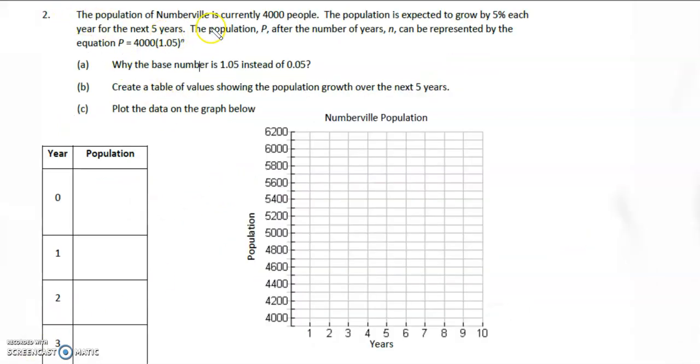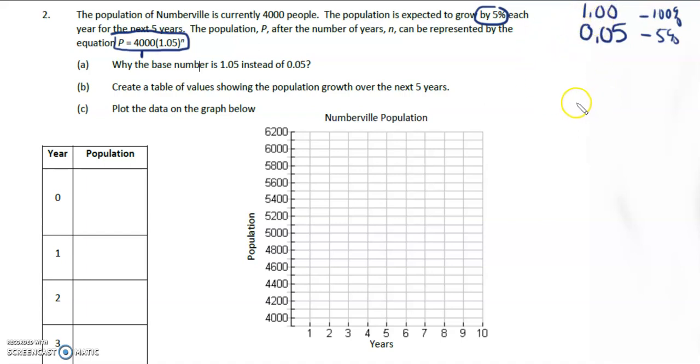Okay, number 2, the population of Numbersville is currently 4,000. When I skim this, I see that we have an equation. So that's good. 4,000 is our initial value. The population is expected to grow by 5%. So if we're talking about 5%, the growth is 0.05. However, every single year it's going to keep the 100%, and then it's going to grow by 5%. So 100% is actually denoted by 1.00.